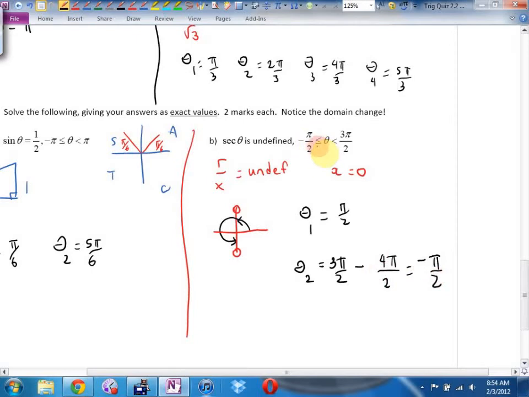Alex, how do I handle a domain change? I don't. I ignore it. At the very end, I just look at my answers, and I add or subtract. If I'm too big, subtract 2 pi. If I'm too small, add 2 pi, until I end up in the domain that I want, and I toss any answers that aren't in the domain.